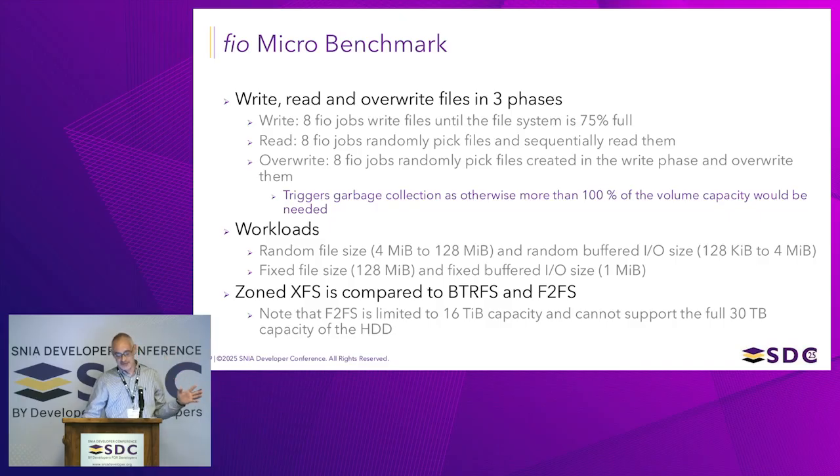Keep in mind that F2FS is limited to 16 terabyte capacity, so we had to shrink the drive a little bit for that to run. Why we used it? Because that was actually the first file system in Linux that supported SMR. SMR devices, in the meantime, outgrew its capabilities, so we're well beyond 16 terabyte with SMR drives now, and we can't use it anymore.